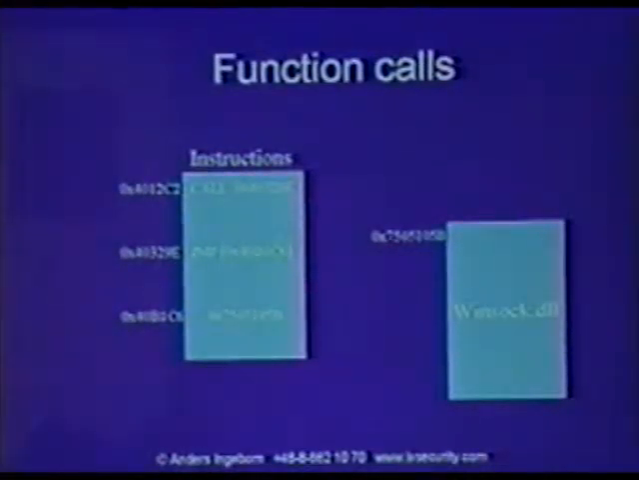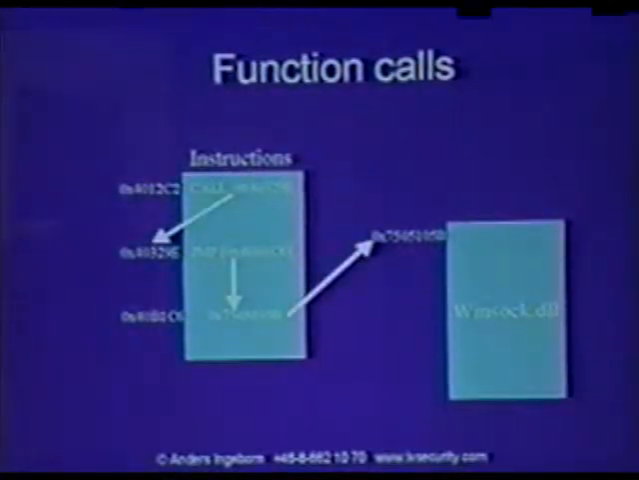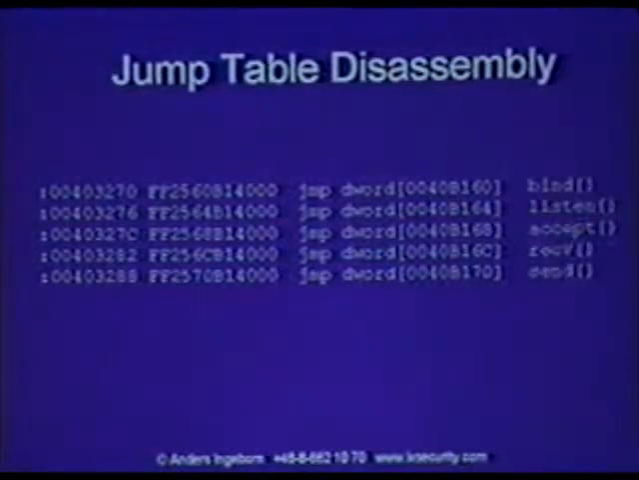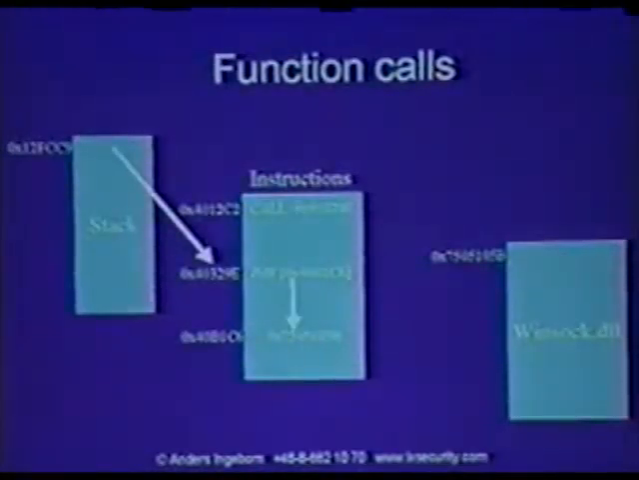So, this is what happens when the server calls a function within the Windows Socket library. The server uses its jump table. And if we disassemble the server code one more time, we find this. This is the jump table. And by just reading the code or by debugging, we can deduce that these addresses correspond to these functions. So if we want to call the receive function, we can do it like this. Are you following?